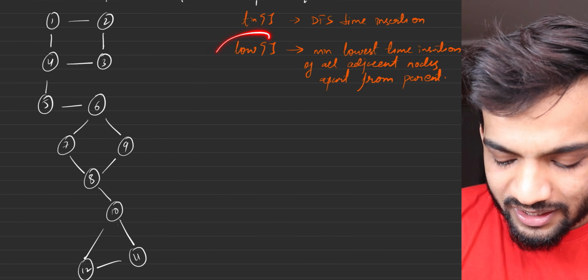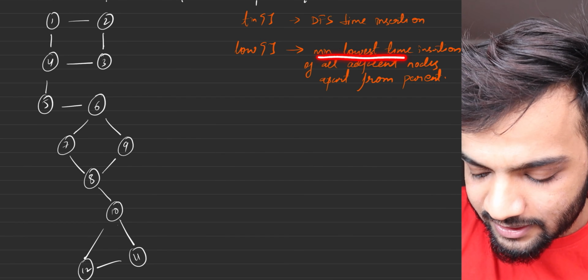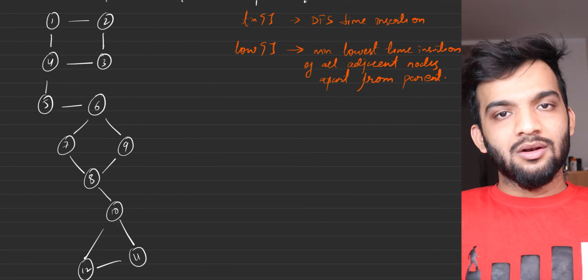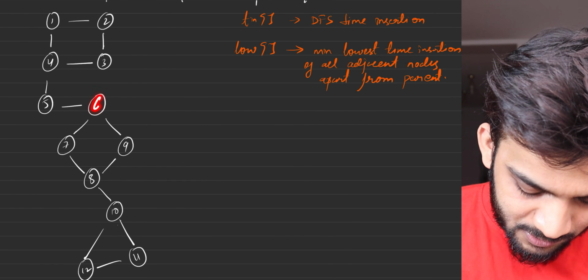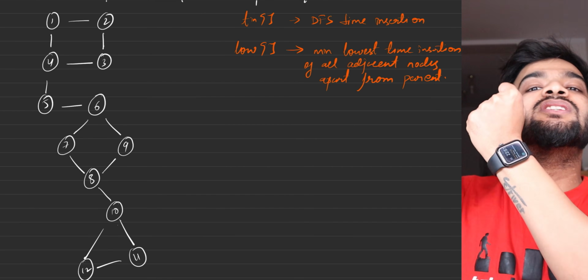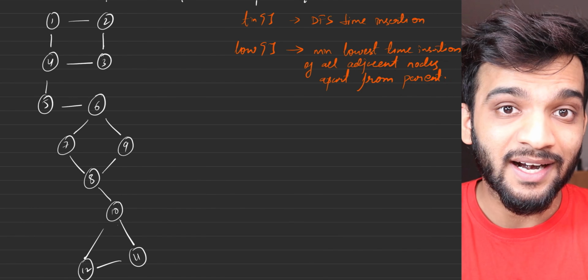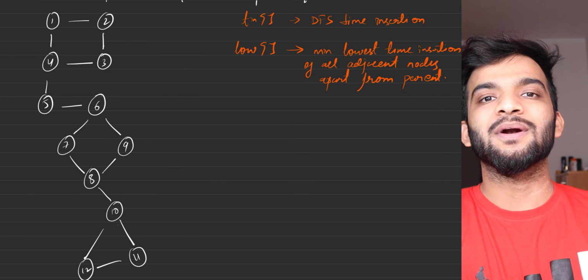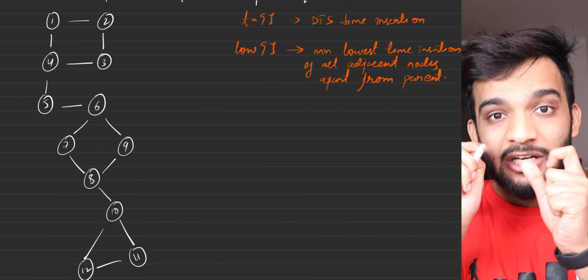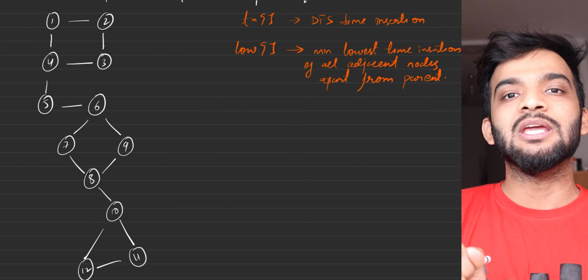Got it? What is the lowest time of insertion? What it does is it finds the lowest of all. So if I'm standing here, it will look at all the adjacent nodes and take the lowest among them, but it will not consider the parent. Did not understand? No worries. I'll be doing a proper dry run. You'll understand this. But remember this line, apart from parent. Apart from parent. This is the key point over here.